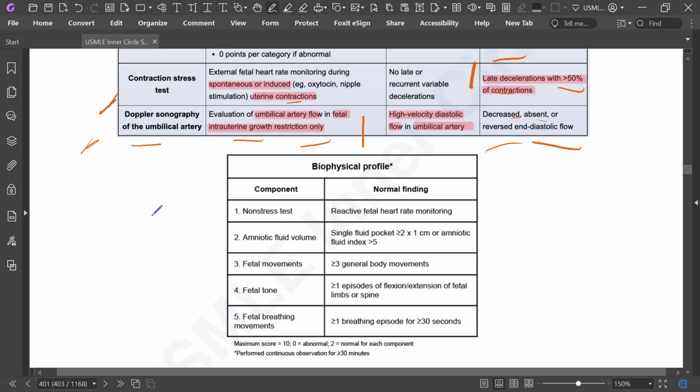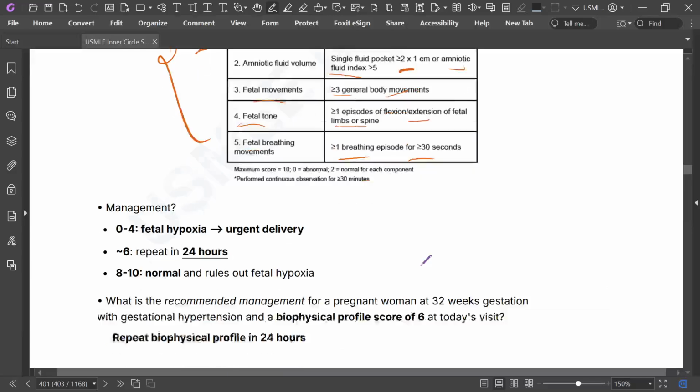In the biophysical profile, these 5 factors are seen, each worth points. Non-stress test: reactive fetal heart rate. Amniotic fluid volume: single pocket more than 2 by 1 centimeter, or amniotic fluid index more than 5. Fetal movement: 3 or more general body movements. Fetal tone: 1 or more episodes of flexion and extension of limbs or spine. Fetal breathing movement: 1 or more breathing episodes of more than 30 seconds.